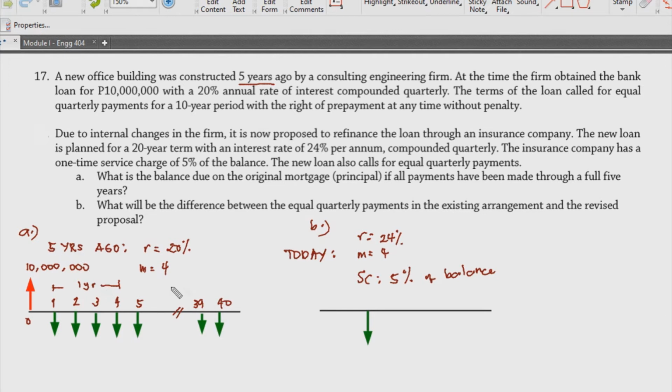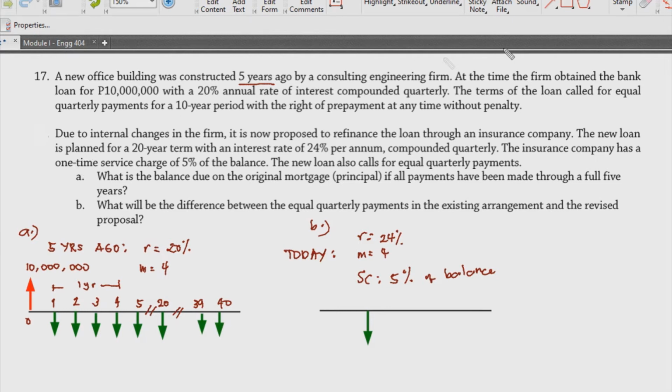So for A, to be able to determine this, like the other number we did, we need to determine our indebtedness after the full 5 years. This is 1 year. If I time skip somewhere here, we know that what we are referring to is the 20th period. Because if you have 4 equal quarterly payments for 1 year, and we consider the full 5 years, then we have made 20 payments.